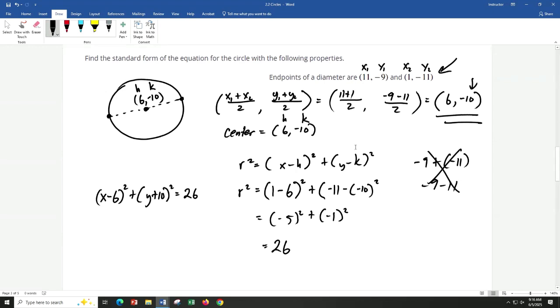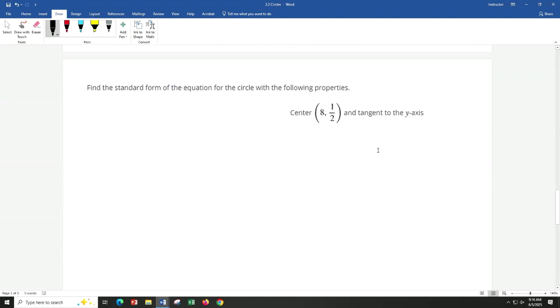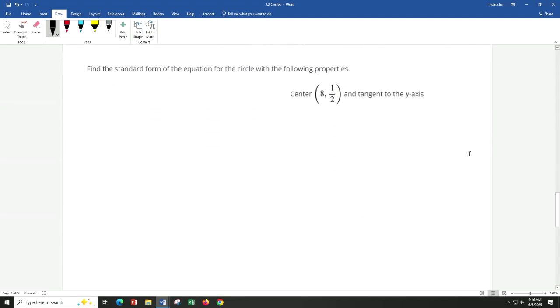Go back over this one. Perfect. Okay. Find the standard form of the equation for the circle with the following properties. The center, they give it to you. They give me an H. They give me a K. So I know my H is going to equal 8. I know my K is going to equal 1/2.